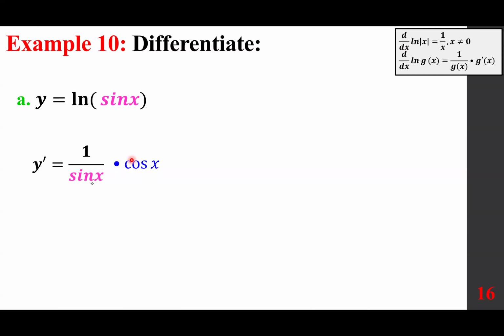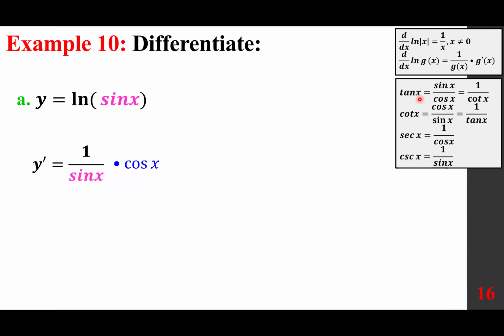Now, what is cosine x over sine x? I want to remind you of some identities we already discussed in trigonometry. Tangent is sine over cosine, the same as 1 over cotangent x. Cotangent x is cosine x over sine x, the same as 1 over tan x. Secant is 1 over cosine x, and cosecant is 1 over sine x. Therefore, cosine x divided by sine x equals cotangent x.